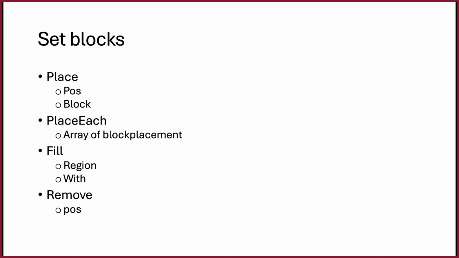Then we have place each. That is an array of block placements. A block placement is like the first place you see: a position and a block. Then we have fill. This is a region and it says which block it is. And remove means it will remove a specific block. That means we can also do the same with place, with a position and the block being Minecraft air. That means you're placing air in the same spot. It's the same thing, but remove is a simpler syntax for you.